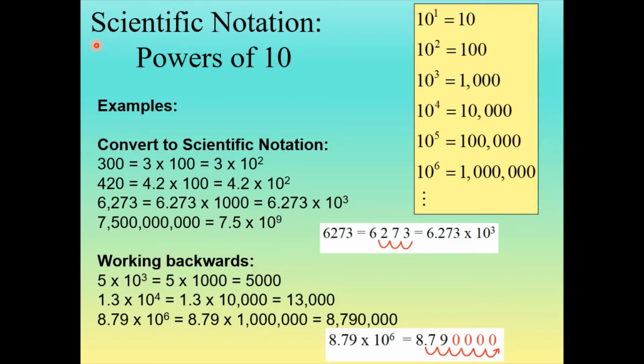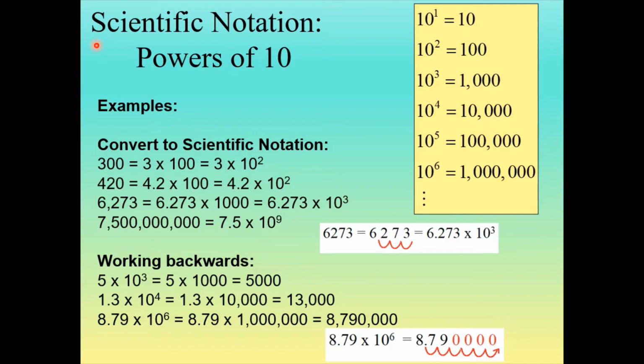Oftentimes in a science class, we deal with numbers that are either really big or really small. For example, later on in this course, we'll be learning some things about astronomy, and we're going to be dealing with huge numbers in the billions or even trillions. Also, in this course, we're going to be dealing with things that are extremely tiny. For example, we're going to learn about the atom, and we're going to learn about the nucleus of the atom, where things are extremely small numbers.